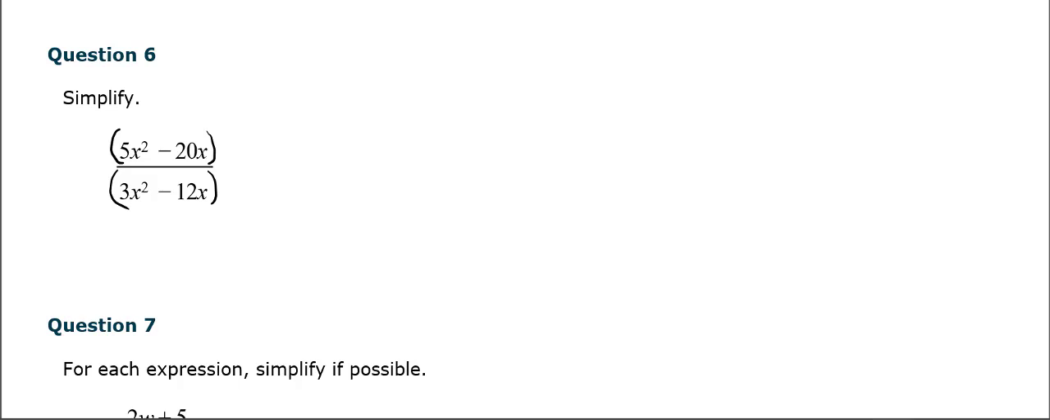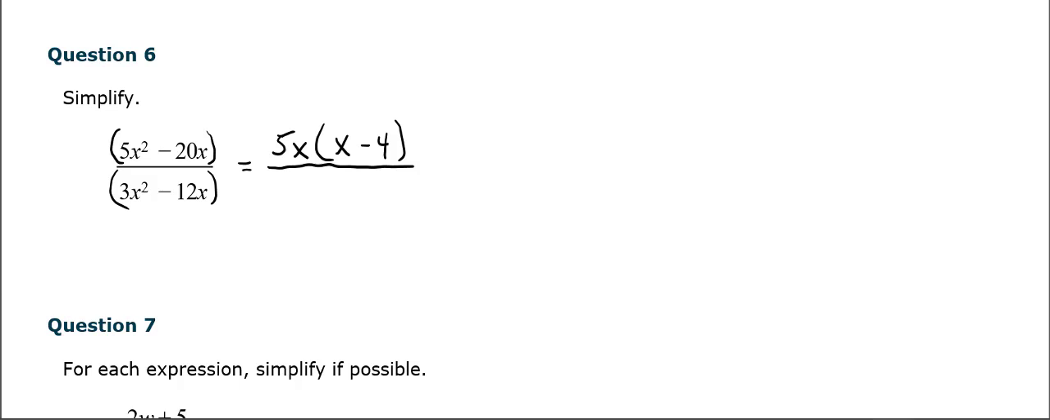I can't reduce these individually because I have a minus sign separating them. And in the numerator, I compare 5 and 20, and the greatest common factor would be 5. They both have x's, and remember, you take out the one with the smallest exponent, which would be x to the first. So when I divide 5x out of each one of these two, I get x minus 4. So in the numerator, I have 5x times the quantity x minus 4.